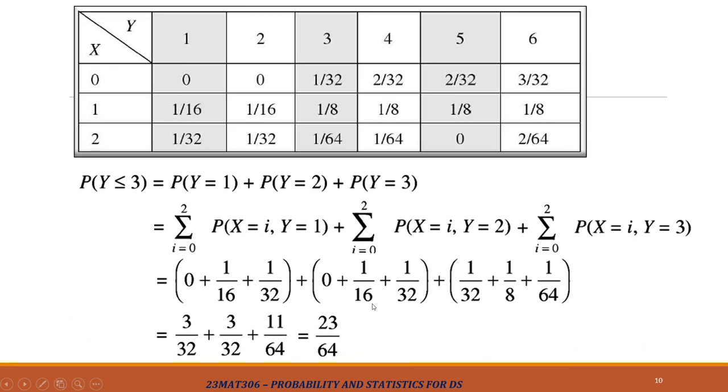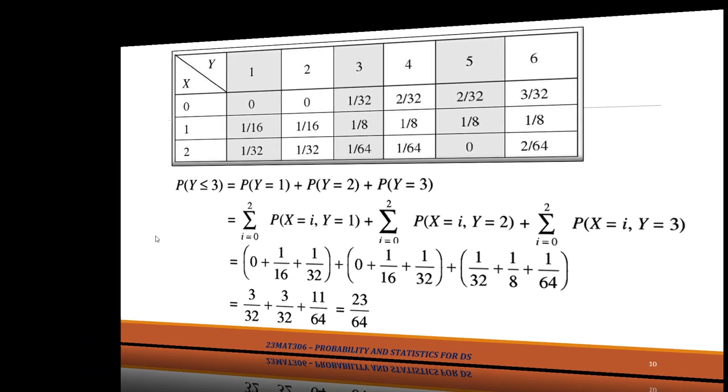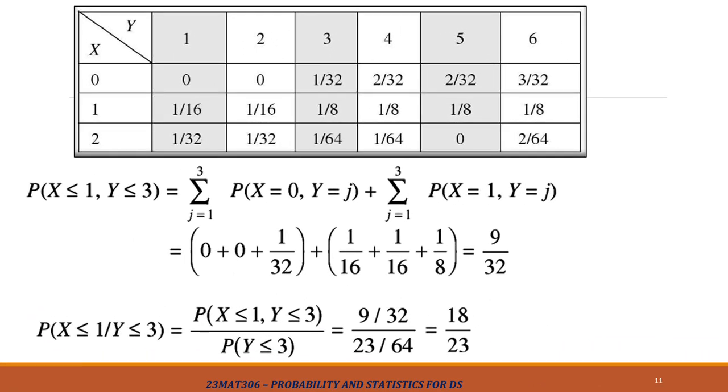Y less than or equal to 3 means we have to add all the y values within 3, that is 1, 2 and 3. Here we have to calculate the summation over x values, that is, i varies from 0 to 2. So again we have to use the marginal distribution formula to calculate these values. And the next sum, both values are restricted: x less than or equal to 1 and y less than or equal to 3.